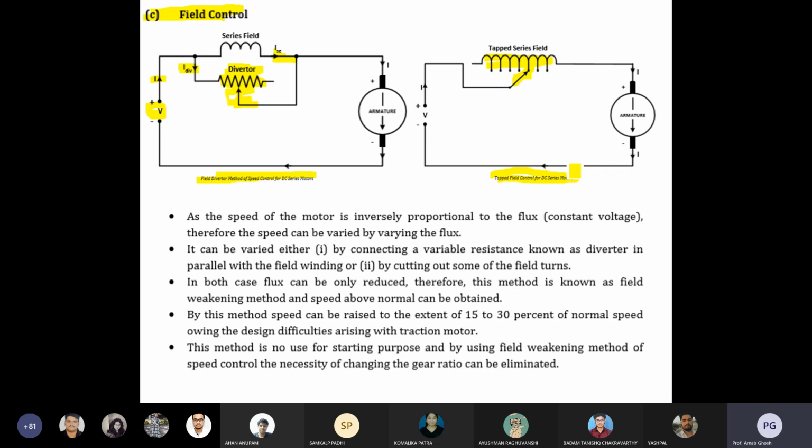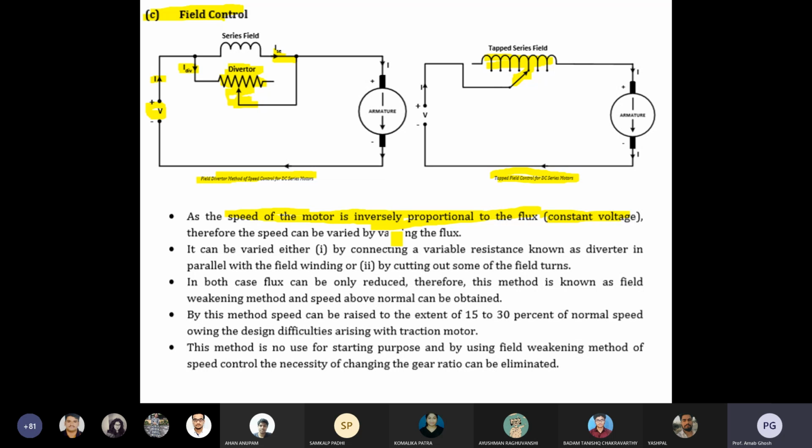So what happened here? You know that motor speed is inversely proportional to the flux, when the voltage is constant. Therefore, if you want flux weakening, you know the configuration: VT, the terminal voltage, equals EB plus IaRa. So VT minus IaRa equals what?